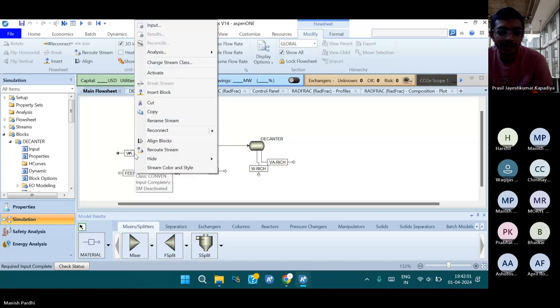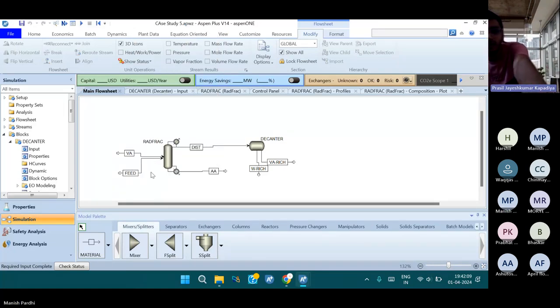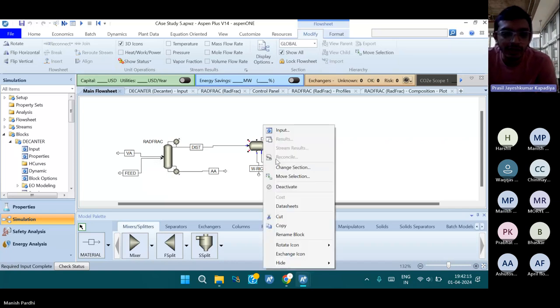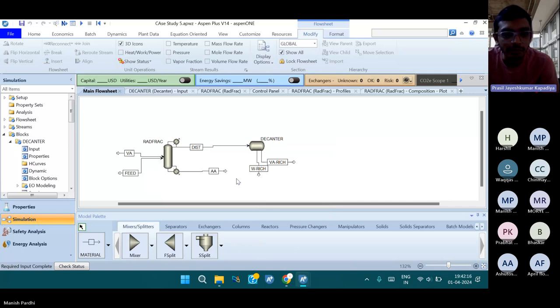Yeah. No, it's not. The option is showing there for active after deactivating, but I don't know. Okay. Then it's fine. And deactivate this decanter. You can keep it. It's fine. Decanter, you can keep. Okay. Now reset your simulation and run.